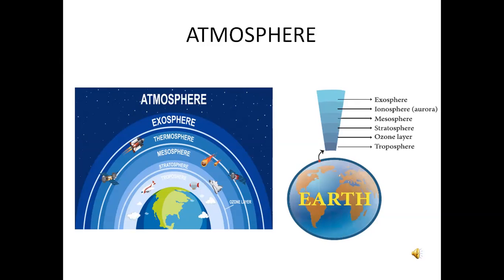The atmosphere is made up of 5 different layers: the troposphere, the stratosphere, the mesosphere, the ionosphere and the exosphere. The first layer is the troposphere, next the ozone layer, the second layer is the stratosphere, the third layer the mesosphere, the fourth layer the ionosphere, and last is the exosphere.